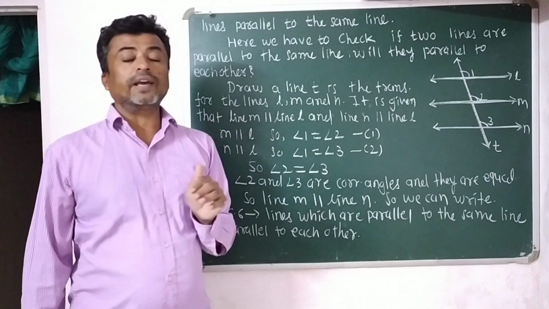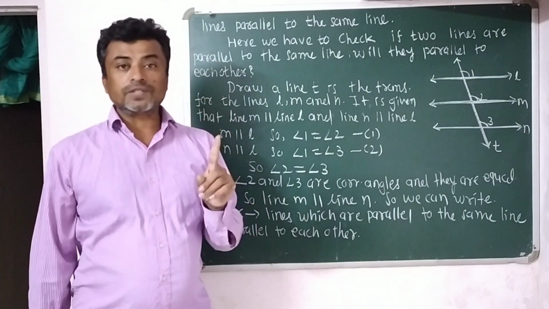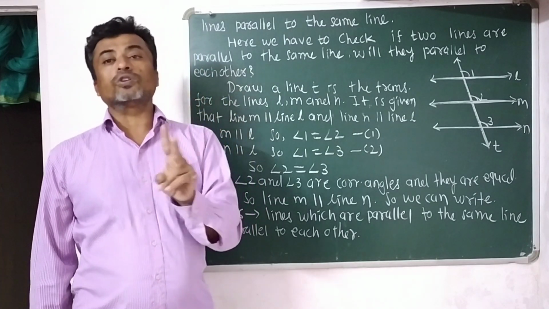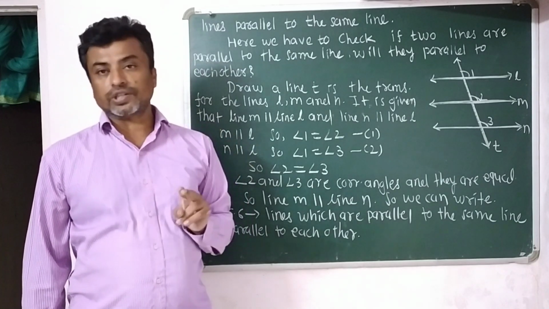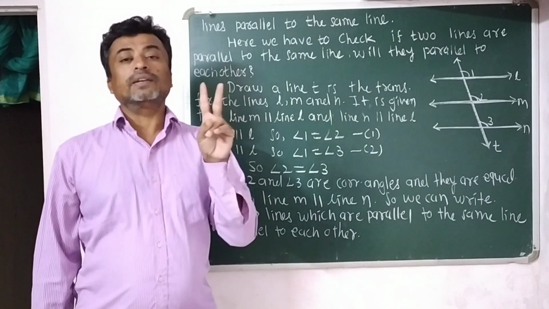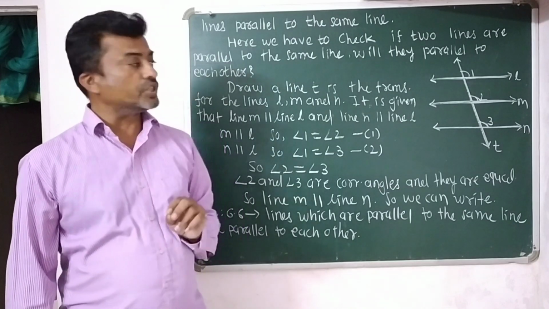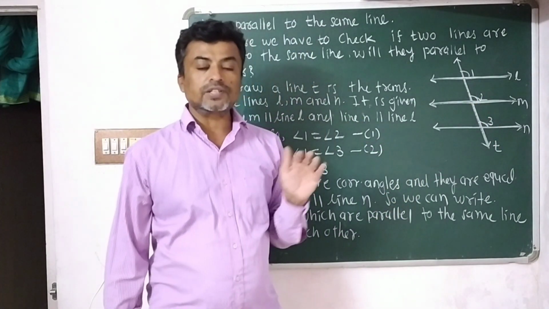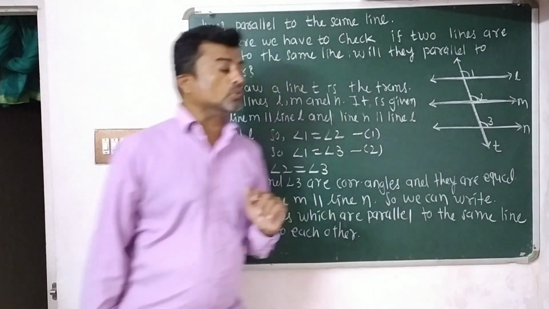Why are line M and line N parallel to each other? We know the theorem. Which theorem? If a transversal intersects two lines in such a way that a pair of corresponding angles are equal in measurement, then the given two lines are parallel to each other. So see children, here angle 2 and angle 3 are corresponding angles and they are equal in measurement. So M and N are parallel to each other.